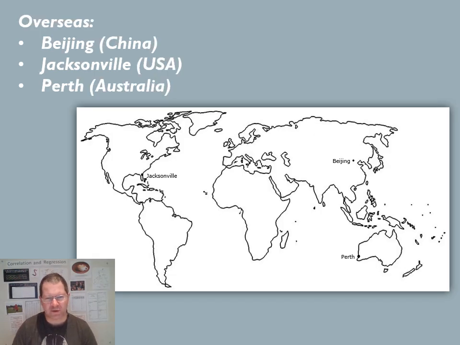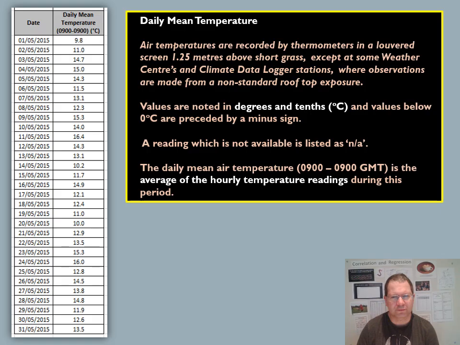And then overseas, we've got Beijing in the east of China, Jacksonville southeast of the USA in Florida, and Perth on the west coast of Australia. Notice that Perth is the only one in the southern hemisphere, and when we have our summer, they have their winter. So we're going to look at the individual columns.